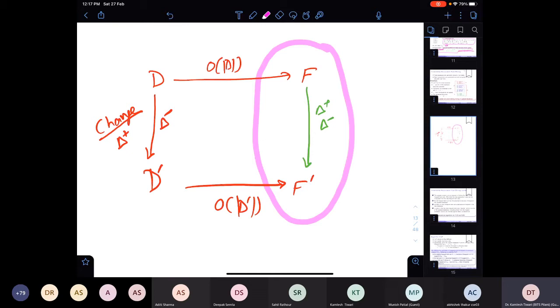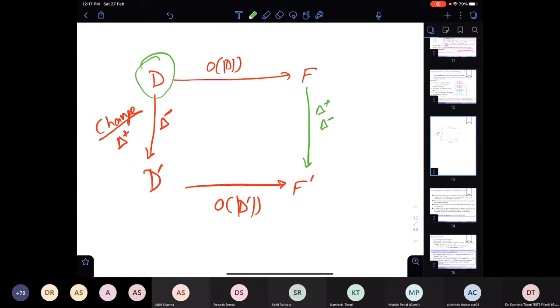Otherwise, what is the way? In the general setting, you have a database. In the general setting, you have a database and you get the F. If your database has been changed, you again invest the thing and go over here. So a lot of processing is needed.